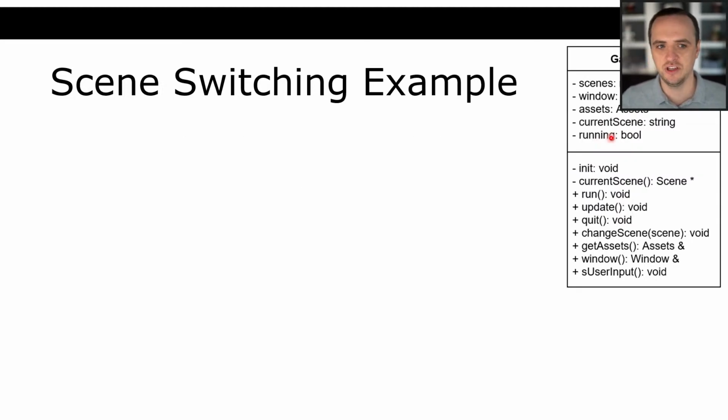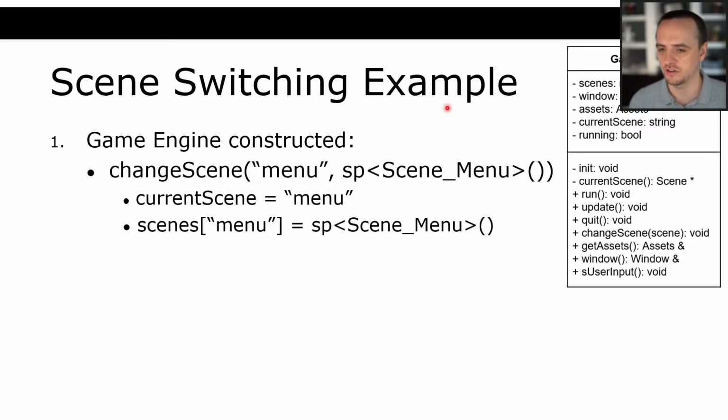So here's a scene switching example. When the game engine is first constructed, you need to enter some sort of scene. So when the game starts, you have to say very specifically, here's the scene that I'm on. When the game engine constructor runs, we're going to say change scene menu. This menu is the name of the scene, and SP here just means shared pointer. This will be a shared pointer to a scene menu, so this is the menu scene constructor. Inside change scene, I set the string of the current scene equal to menu, because this is the current scene that I should be showing. Then in the map scenes, I say scenes menu equals make shared this, or the scene that I've passed in. You just set the current scene and then you set the value within the map. That's all you have to do.